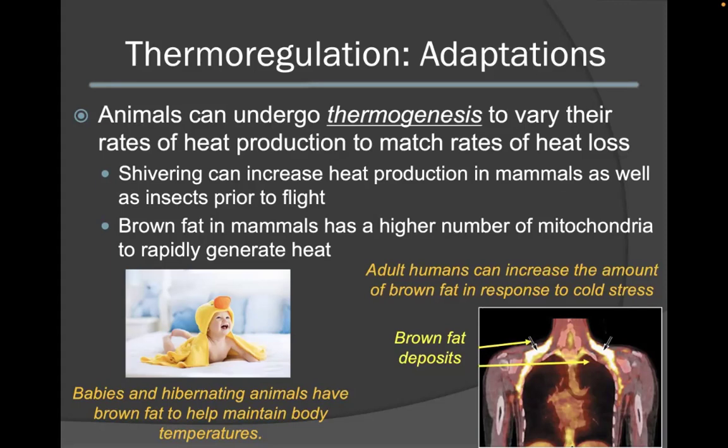Brown fat in mammals also has a higher number of mitochondria to rapidly generate heat. Bears and hibernating animals, such as this baby seen here, have higher levels of brown fat in order to help maintain their body temperatures. Adult humans can increase the amount of brown fat in response to long periods of cold stress.